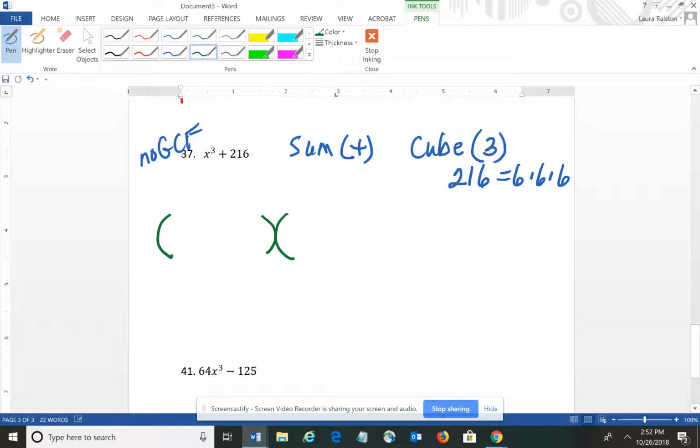Let's break this thing down. To get x cubed, I would have cubed x. To get 216, I cubed 6. Keep the sign. To fill in the second parentheses, square the first term. So x times x is x squared. To get the last term, you square the 6. So 6 times 6 is 36. To get the middle term, you multiply the two terms together, 6 times x. And then one's a minus and one's a plus. The biggest thing there is learning the pattern and making sure you get the signs correct.